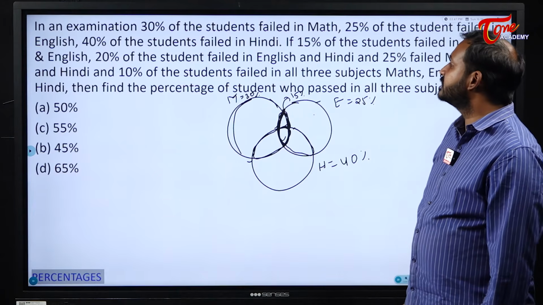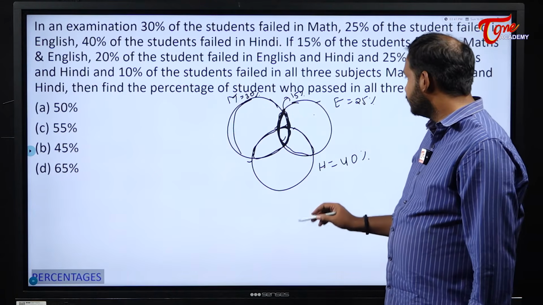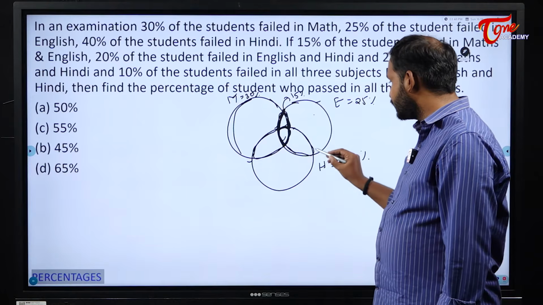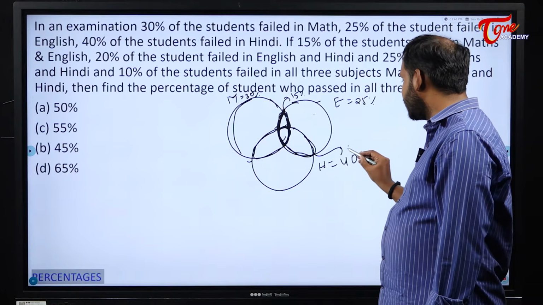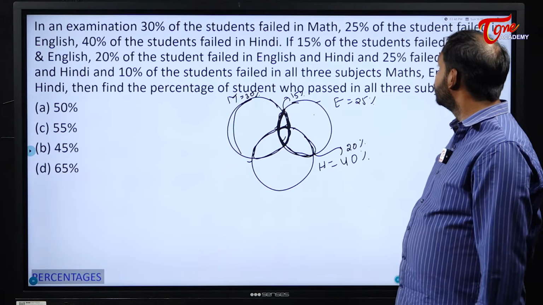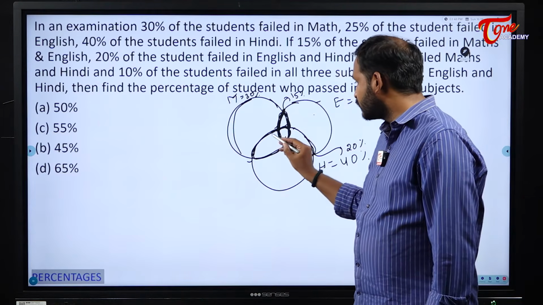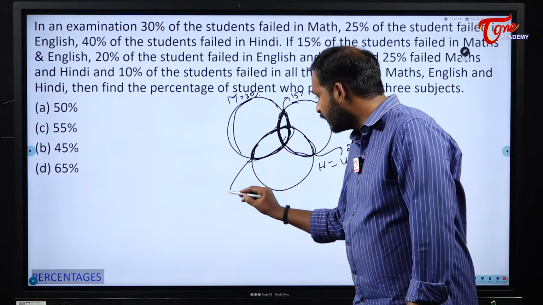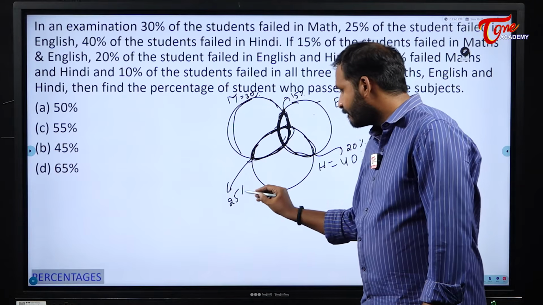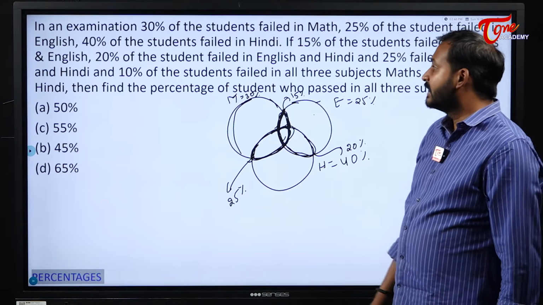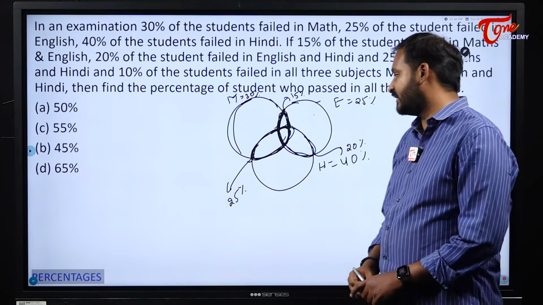Next, 20% of students failed in English and Hindi. That means this complete portion will become what for me? English and Hindi, that is 20%. Okay, good. Next, 25% failed in Hindi and maths. This complete portion is what? 25%. Next, 10% of students failed in all the 3 subjects.